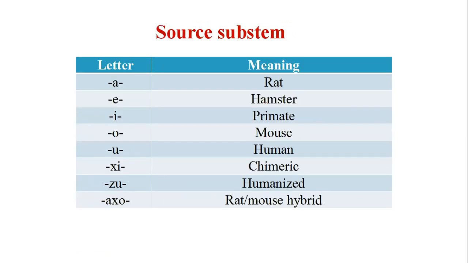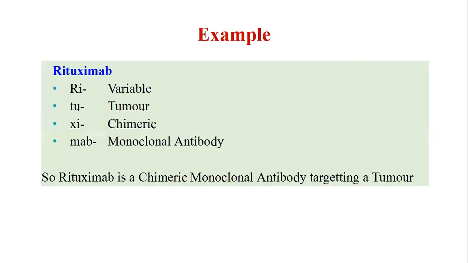Then what is the source substance? If it is coming from rat, then the letter will be A. If it is coming from hamster, the letter will be E. Primates I, mouse O, human U. And if it is chimeric, then it is Xi. If it is humanized, then it is Zu. It may be a rat-mouse hybrid, it is Axo. So this is the source substance. And the example is here.